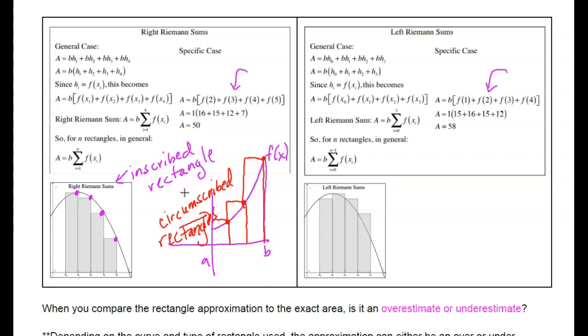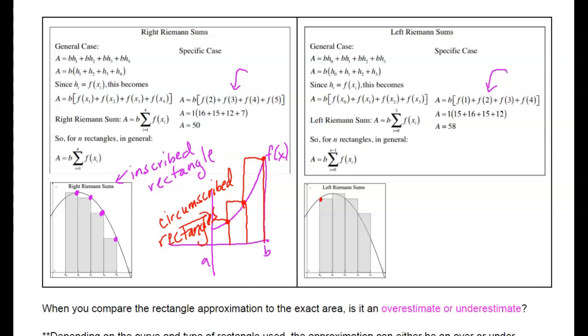Okay, so depending on if your curve is increasing or decreasing, it might be a mixture of both. They might not say right. They might say using inscribed rectangles. And so you have to know if you want to use the right endpoints or the left endpoints. Okay, so same idea for left Riemann sums.